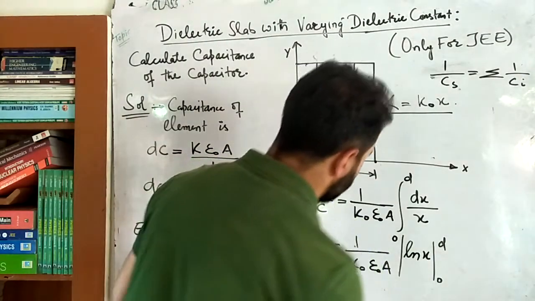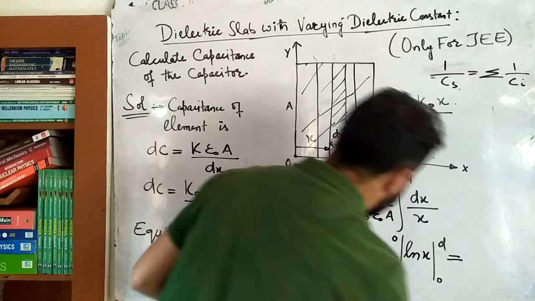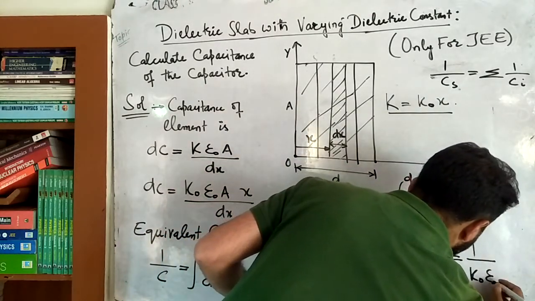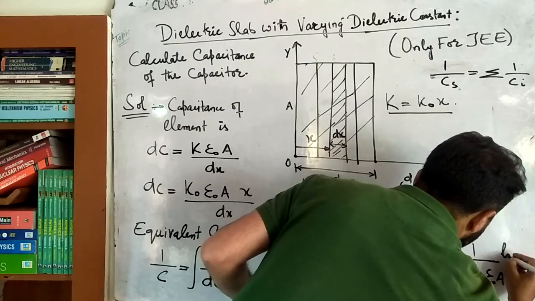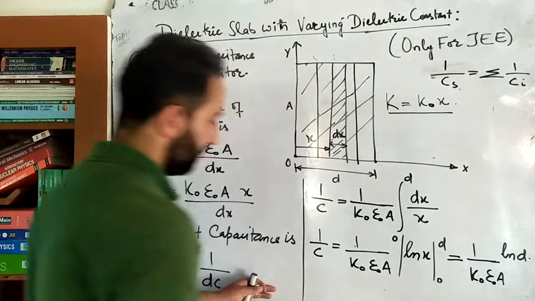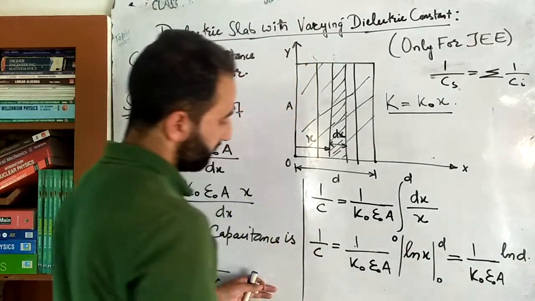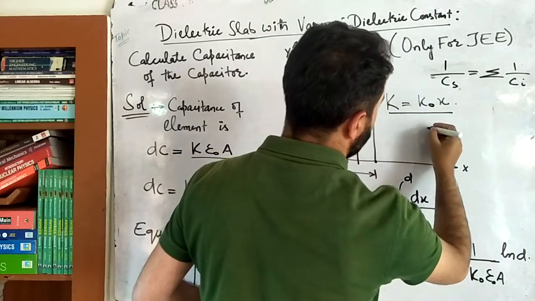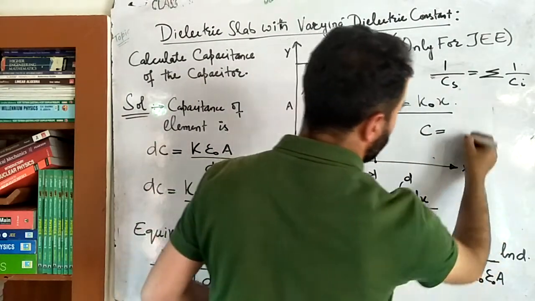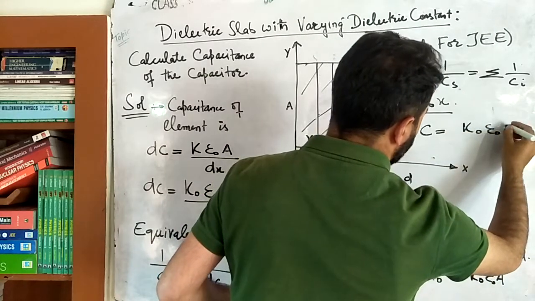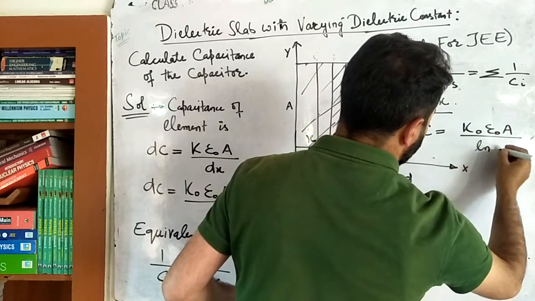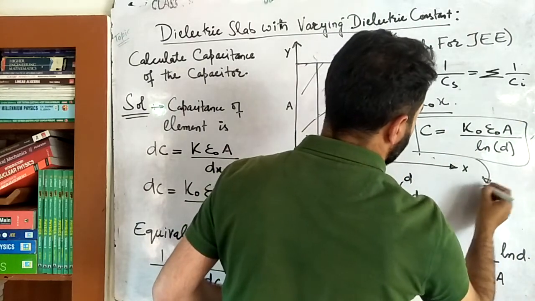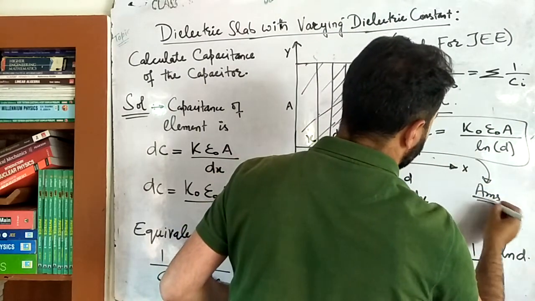So what I will write is this: this integral is equal to 1 divided by K naught epsilon naught A multiplied by ln of d. Now finally, what's the capacitance? Finally I will write down that C is equal to the reciprocal of this, so it is K naught epsilon naught A divided by ln of d. Okay, so this is the answer to this problem.